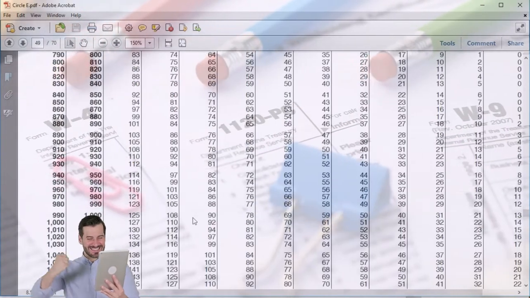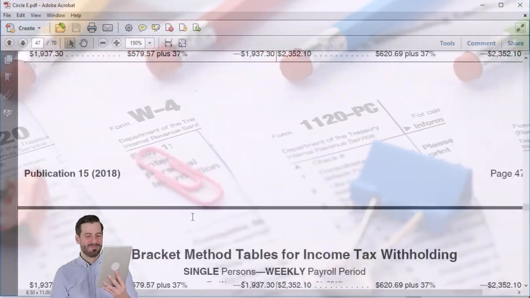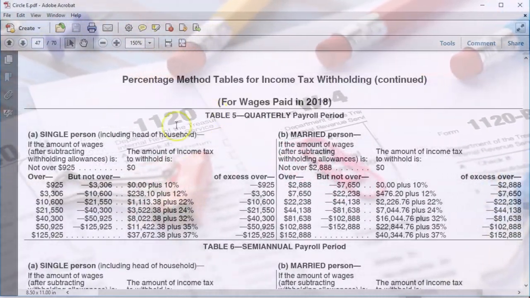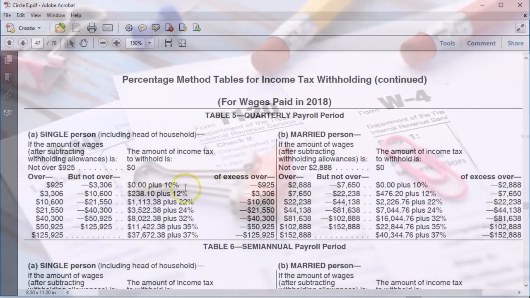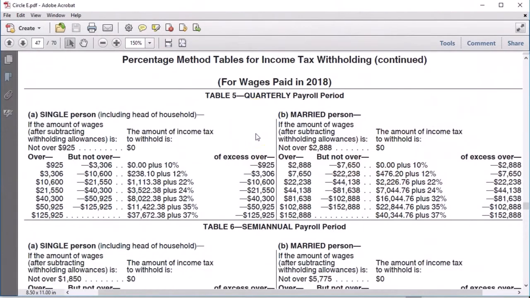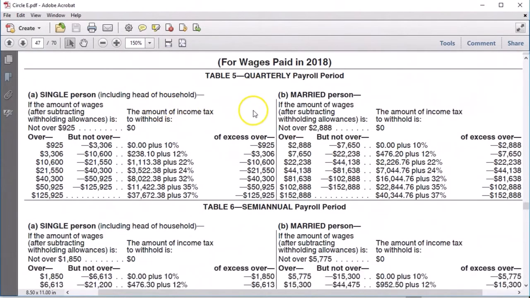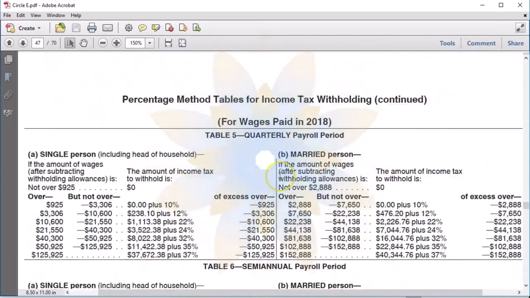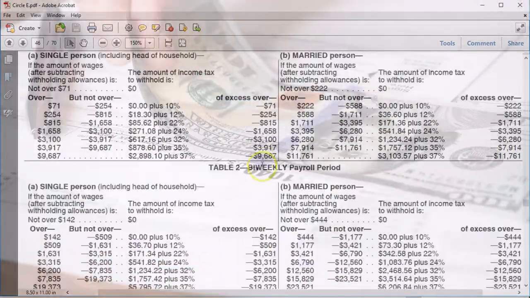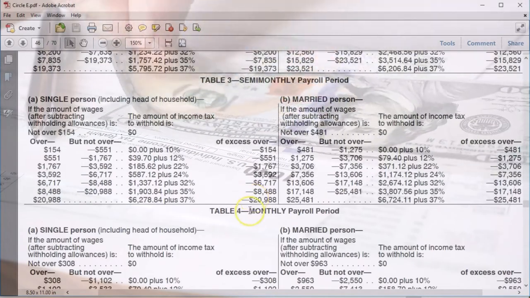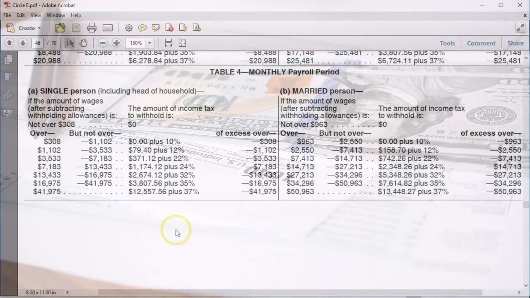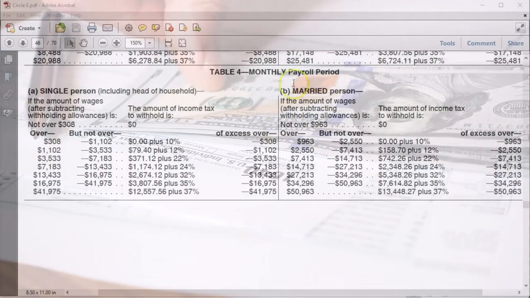And this will give us an idea of what these tables are actually doing. What are these tables actually calculating? So we're in the percentage method now, and this will actually show us the tiers on how this progressive tax system works. So here we've got payroll single for a quarterly. This is semi-annual. We want monthly. So here we got weekly, semi-annual, monthly. So we're monthly. She's married with three exemptions. So that means we're going to use the one on the right hand side.